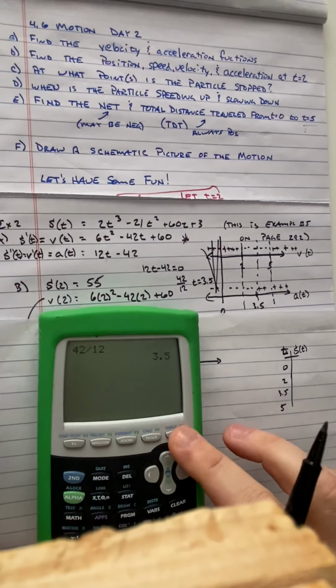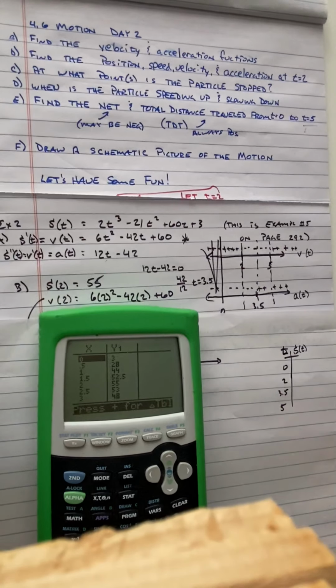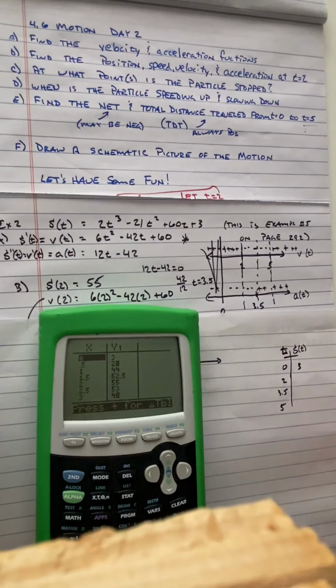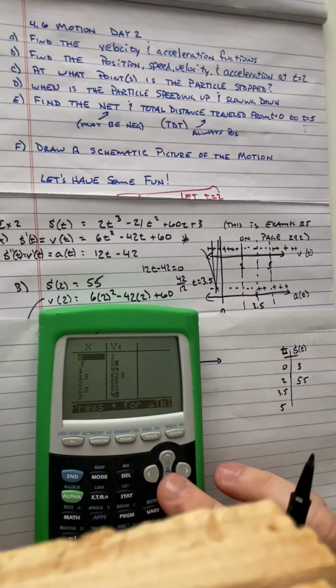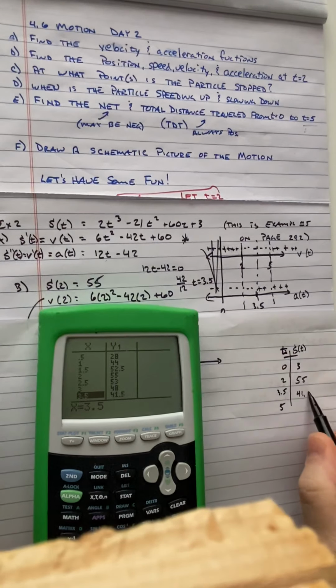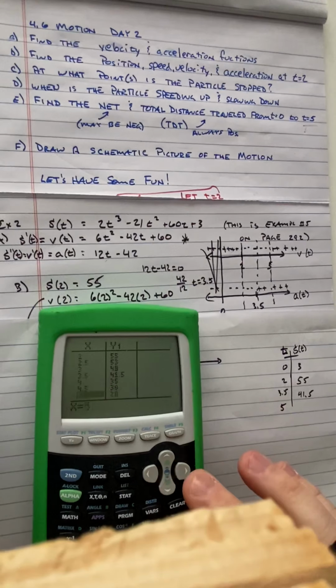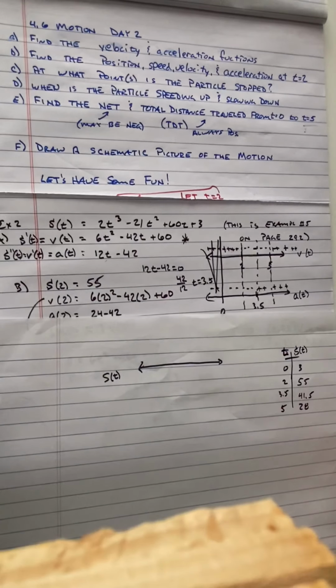So I just turned my graph on, and the position at 0 is 3. The position at 2 is 55. Wow. At 3.5, 41.5. And at 5, 28. Gosh, that was a lot faster than doing it the old-fashioned way.